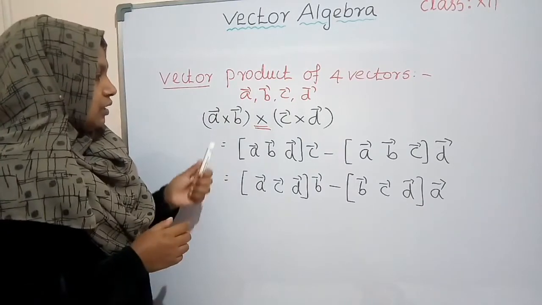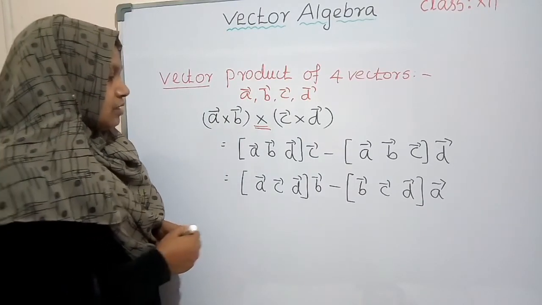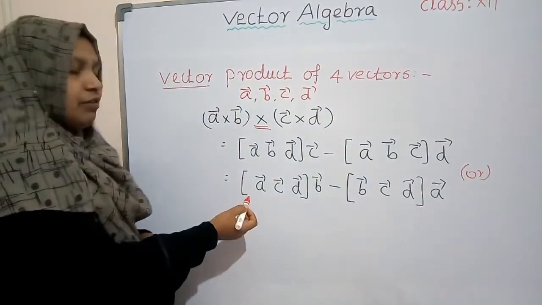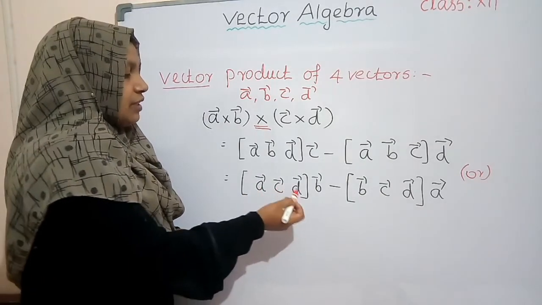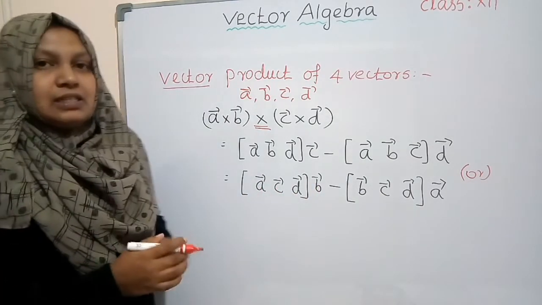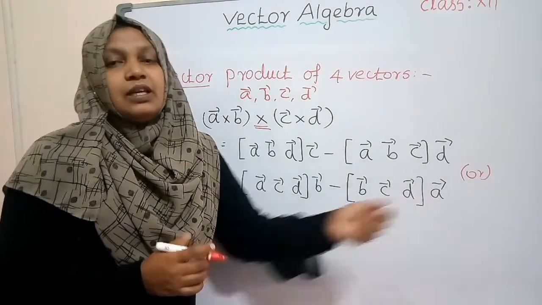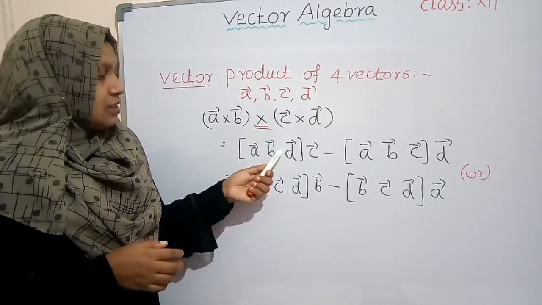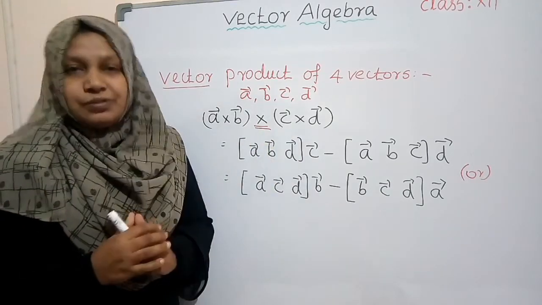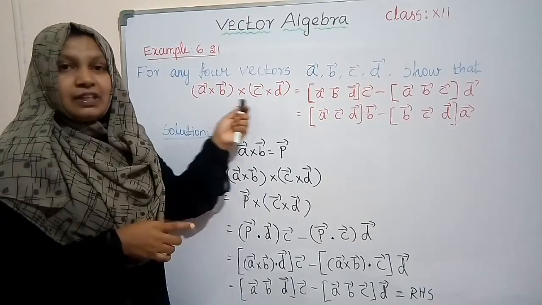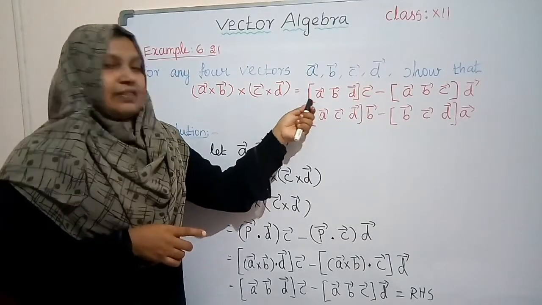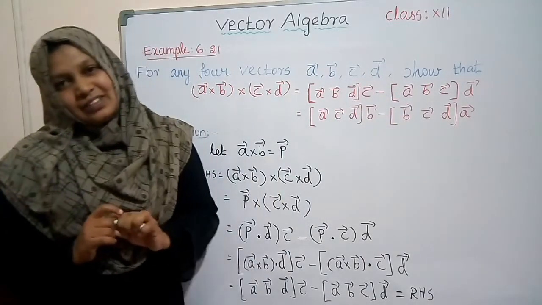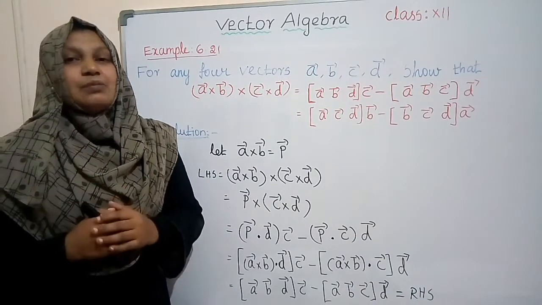Here once again we can write this vector product using either the first form or the second form. The second form is nothing but A vector, C vector, D vector into B vector, minus B vector, C vector, D vector into A vector. So let's see how we find this formula from this vector product of 4 vectors. Already we learnt it is the box product A vector, B vector, D vector into C vector, minus A vector, B vector, C vector into D vector. Now we are going to see the proof for this one.